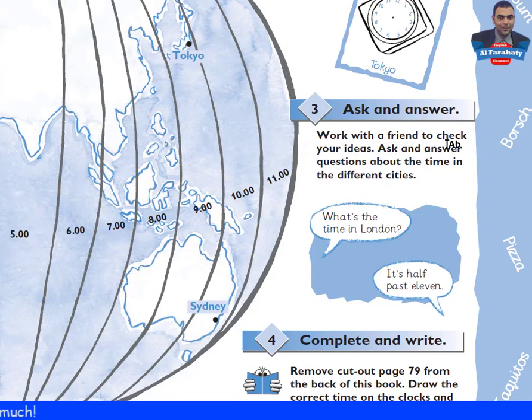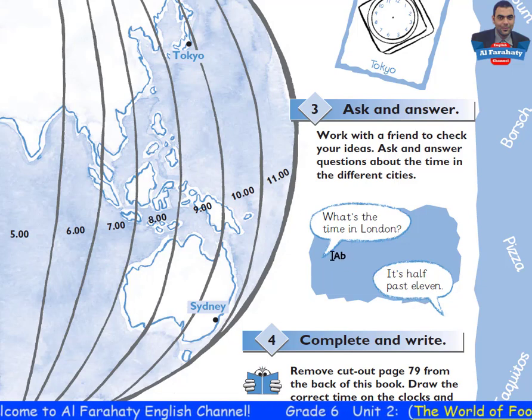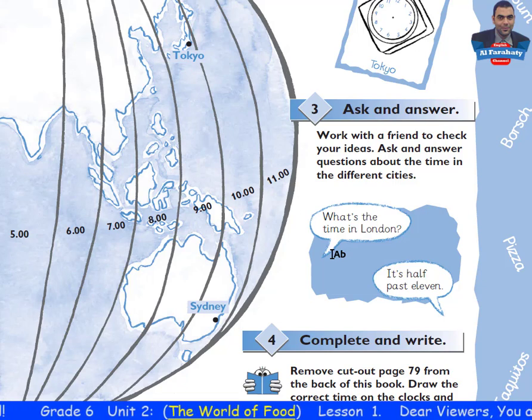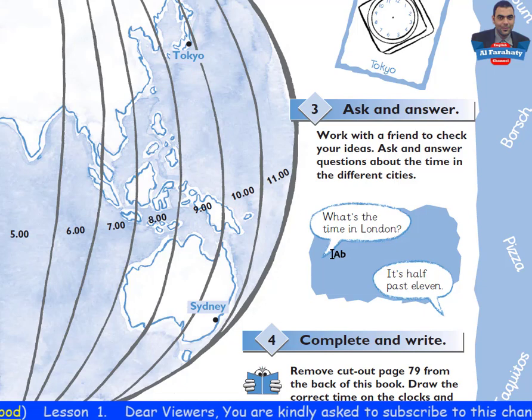Work with a friend to check your ideas. Ask and answer questions about the time in the different cities. You can work with your friend in order to ask and answer questions about the time in these different cities. Like the example here. What's the time in London? It's 11:30. What's the time in Tokyo? It's 8:30. What's the time in Cairo? It's 1:30. What's the time in Muscat? It's 3:30, and so on.